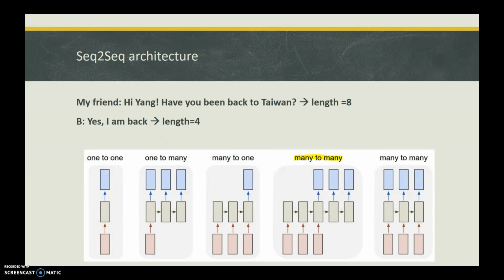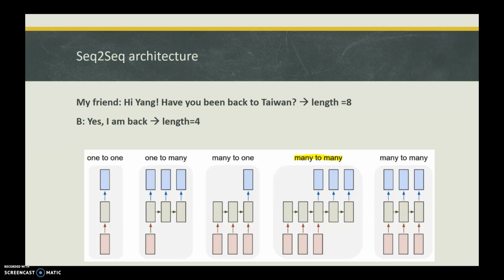Now, I want to show you some examples about sequence-to-sequence architecture. We have the question, "Hi Yang, have you been back to Taiwan?" And the length of this sentence is 8 words. The answer is "Yes, I am back." And its length is 4 words.